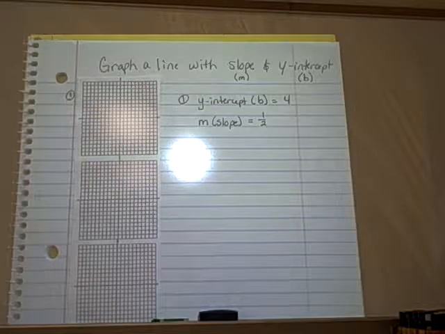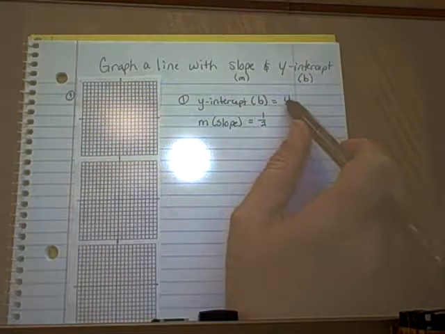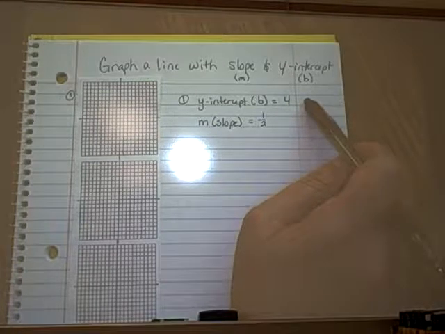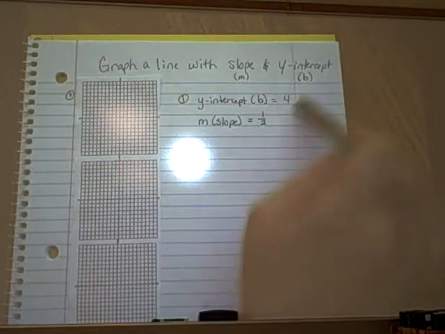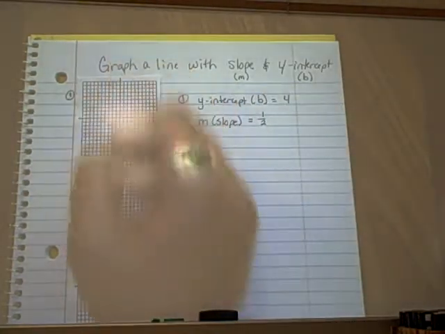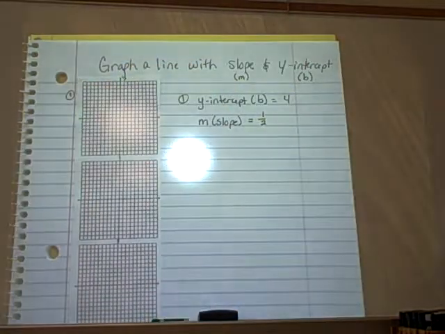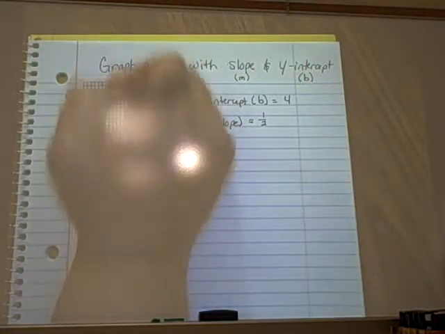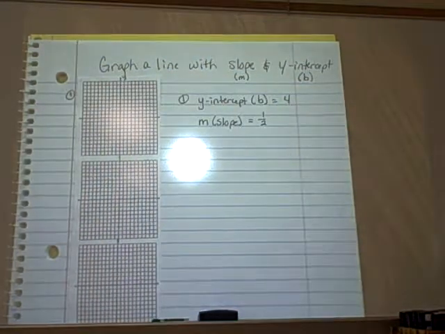Okay, what does that mean? What is that telling you? What is that 4 telling you? The 4 is telling you where that line crosses the y-axis. So at the 4 on the y-axis, that's where this line crosses. And remember, the y-axis is this one in the middle that goes straight up and down. This is your y. That's the y. This one's the x. So it crosses at the 4.